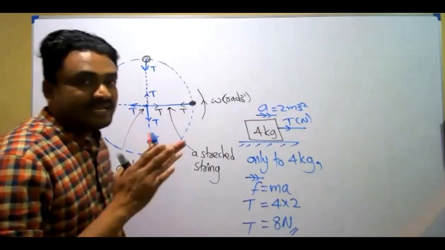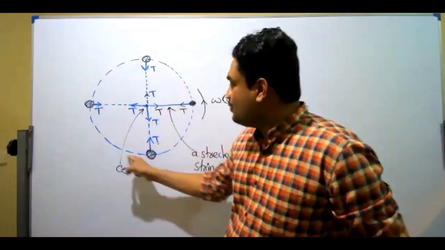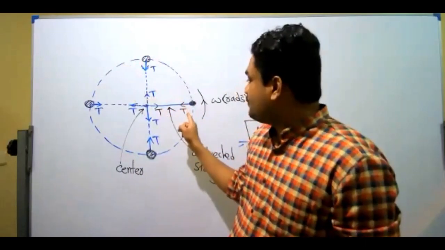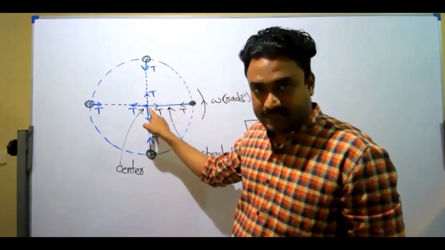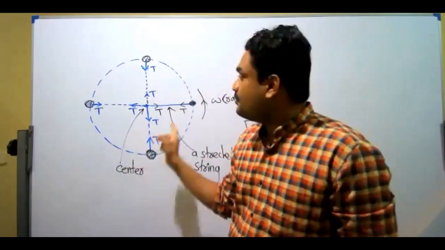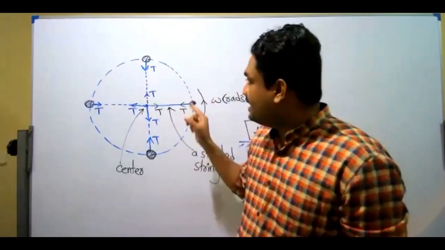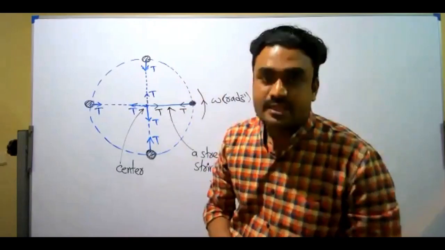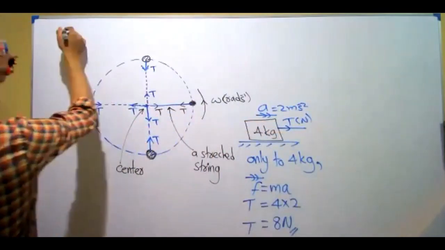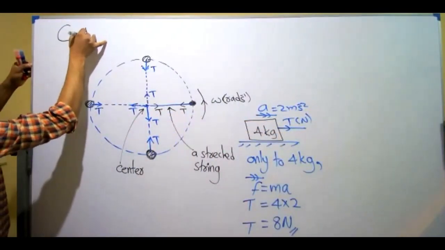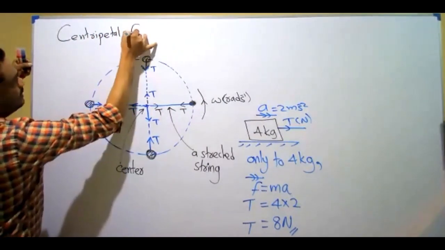So finally, we can come to a conclusion that whenever a particle is moving along a circular path, a force is acting on the particle and that force is always directed to the center of the circular path. That force is known as centripetal force.